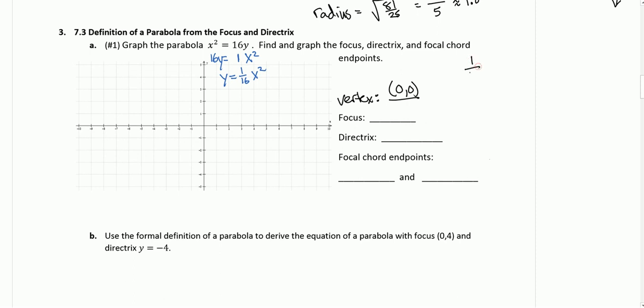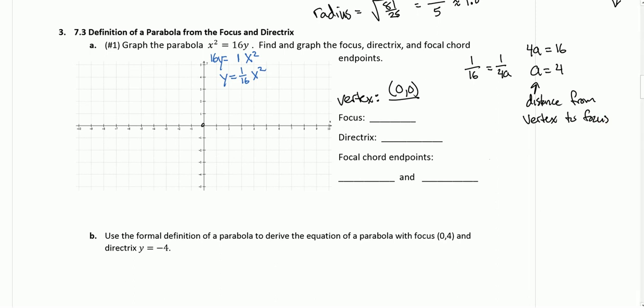That 1 over 16, though, is equal to 1 over 4a. Or in other words, that 16 we can set equal to 4a. And find out that a is 4. A is the distance from the vertex to the focus. And that's going to be helpful with our graph here.